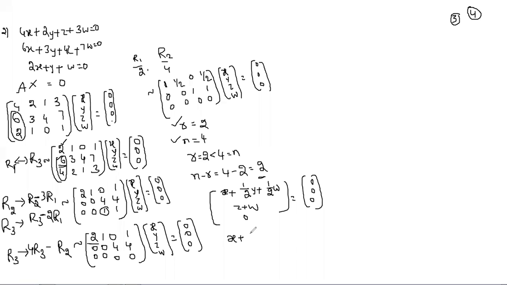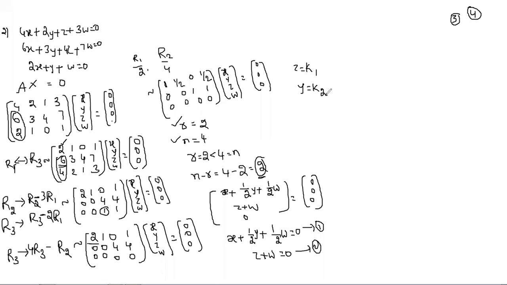Here we can first write x plus 1 by 2 y plus 1 by 2 w is equal to 0, and next z plus w is equal to 0. So like this I got two equations. I am naming them the first equation and the second equation. Now we require the solutions. Already we got that two independent solutions we have to choose, so I am choosing z equal to k1 and y equal to k2.